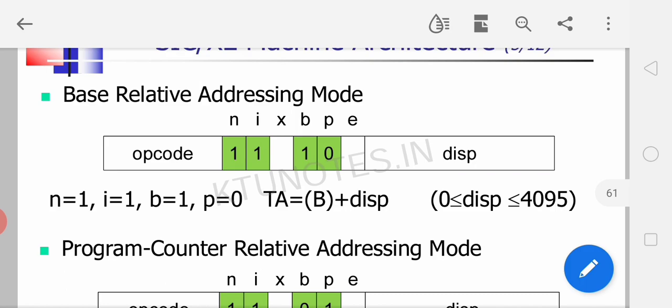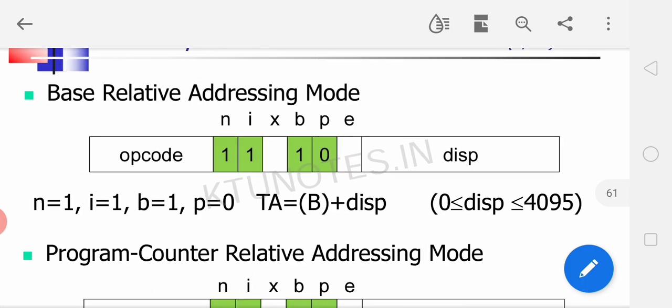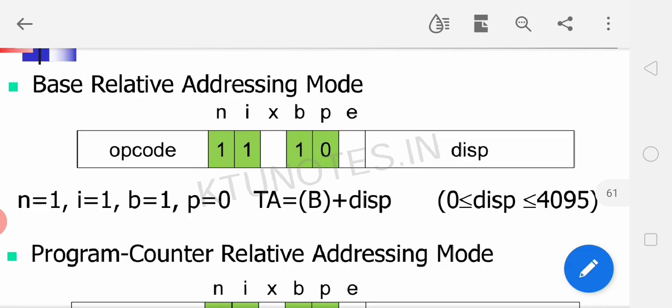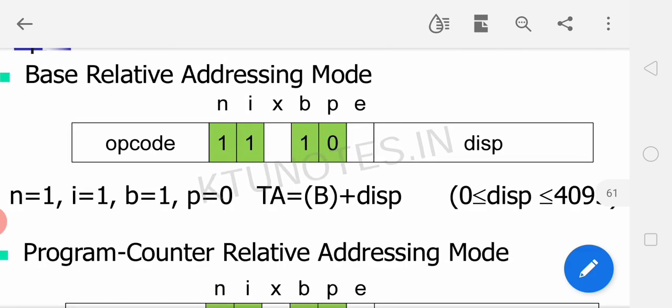Target address is calculated as (B). B is the base register. We have already mentioned it in the registers of SIC/XE. B is the base register. In base relative addressing, the contents of the base register plus displacement is calculated as the target address.